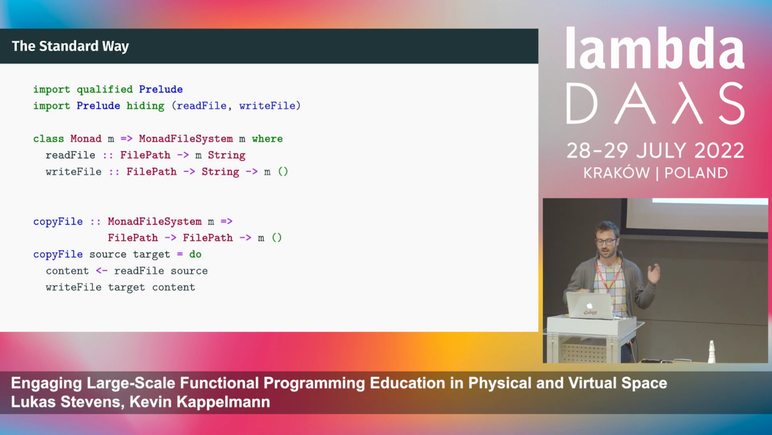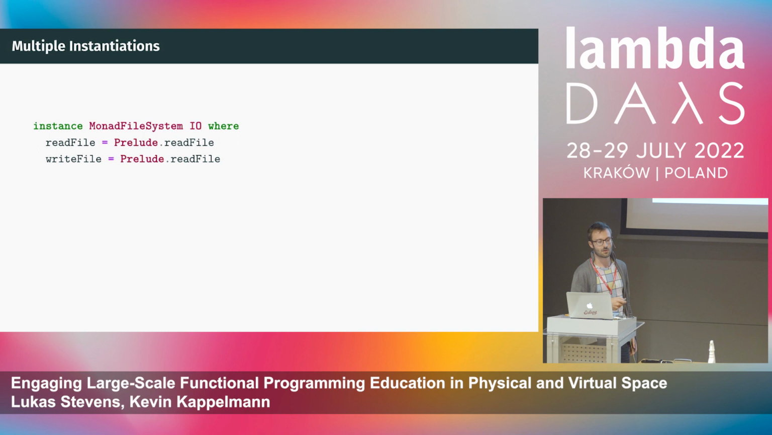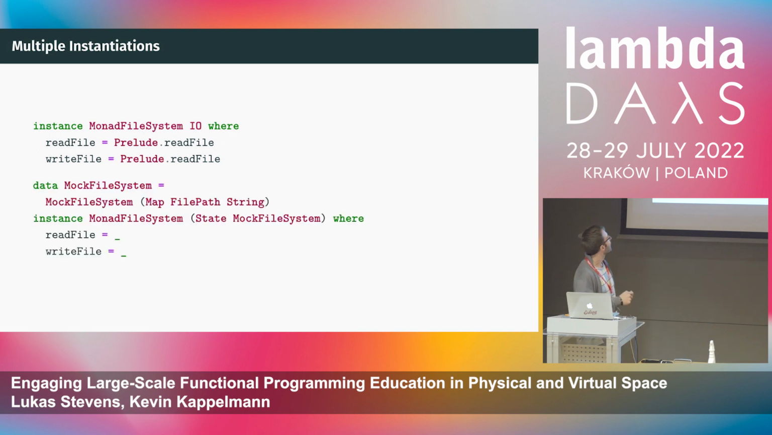And now what we can do is that type classes allow us to do multiple instantiations, and then we can do one trivial instantiation to execute this operation in the context of just the I/O monad. So this is trivial. But what we also can do is we can do a mocked version. So this is just an example of how you could do it.